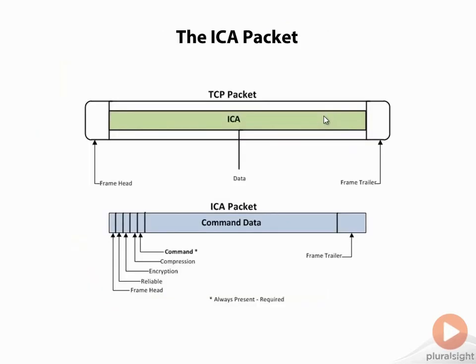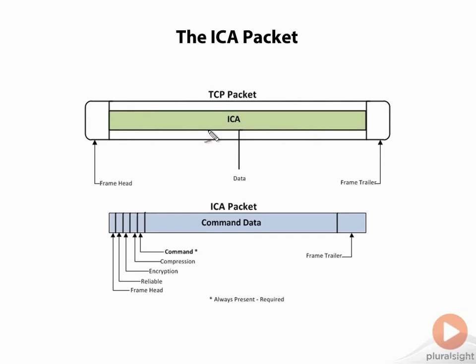So the ICA packet, let's take a look at what it's made of, and essentially why it's so different. The ICA packet in its purest format eventually gets wrapped into a TCP packet before it gets transported. That's the transport packet essentially. So the ICA packet is wrapped inside of a TCP packet and gets put on its way on the wire.